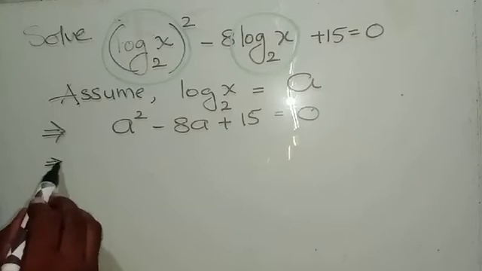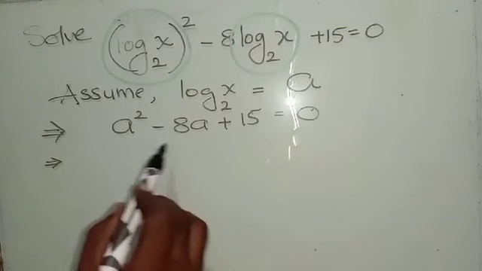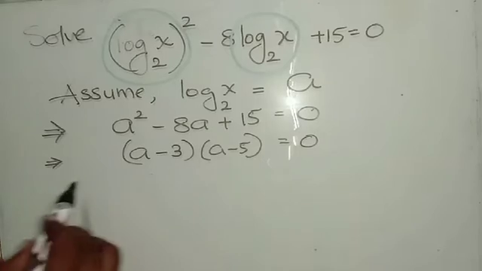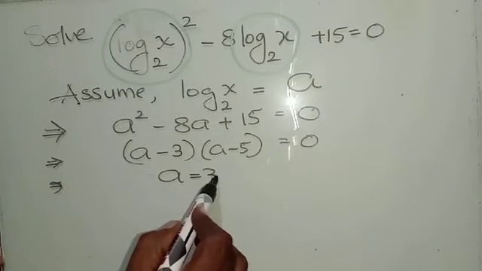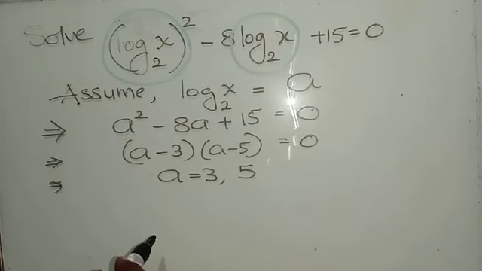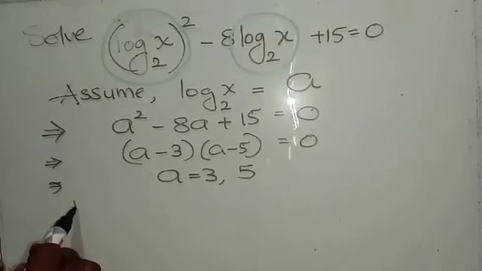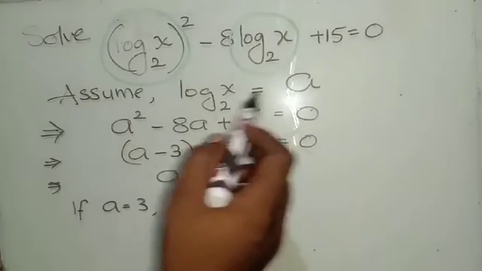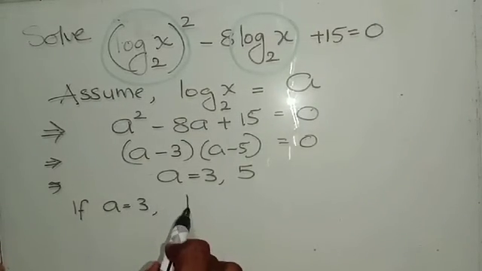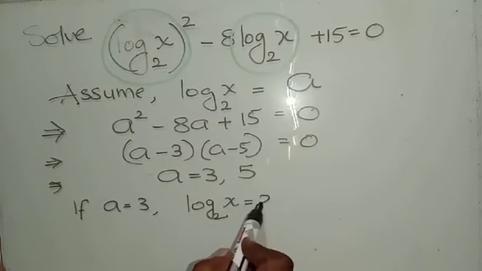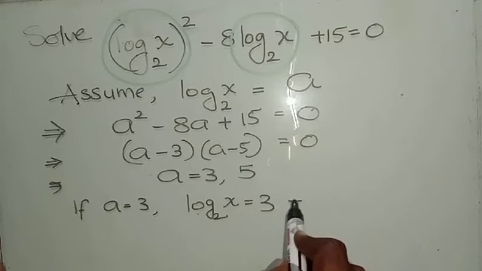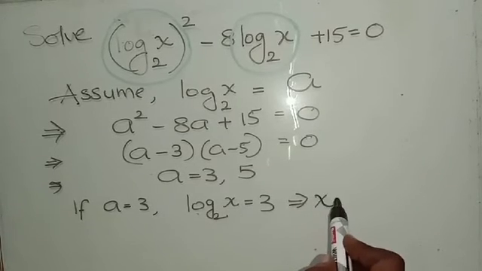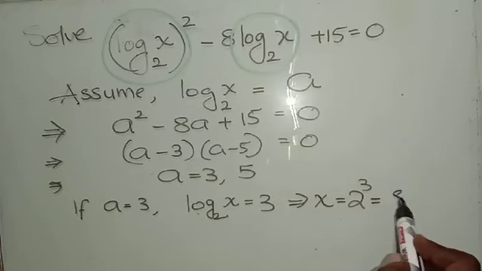Yes. Now you know how to factorize it, how to solve it. It is a minus 3 into a minus 5 equals 0. That implies a is 3 or 5. So that's the value of a. And if a is 3, what's the value of x? A is 3 stands for log x base 2 is 3, because a is assumed as log x. So now change it into exponential form. We get x is equal to 2 raised to 3, that is 8.